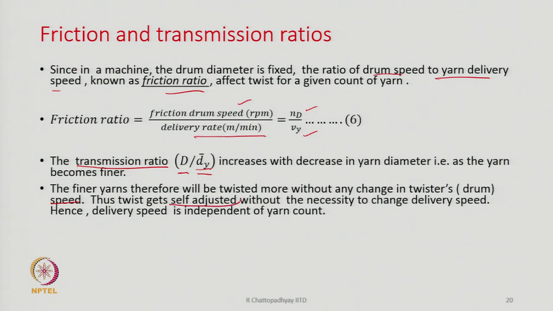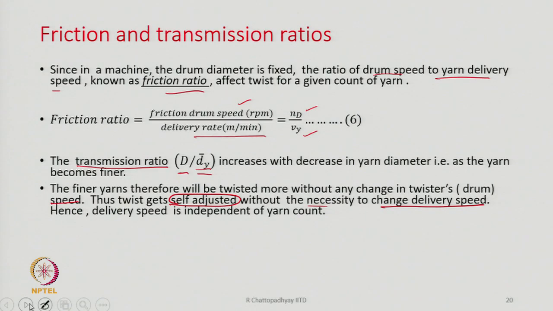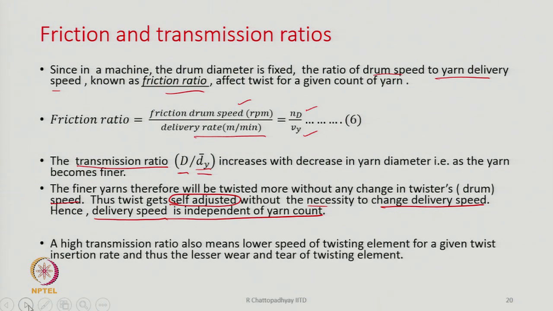This term is very important: without the necessity to change the delivery speed. In this machine, you need not change the delivery speed to adjust twist; it will be automatically adjusted. One need not bother about adjusting the twist in this machine. Therefore, the delivery speed is independent of the yarn count. A high transmission ratio also means lower speed of the twisting element for a given twist insertion rate, and thus lesser wear and tear of the twisting element.